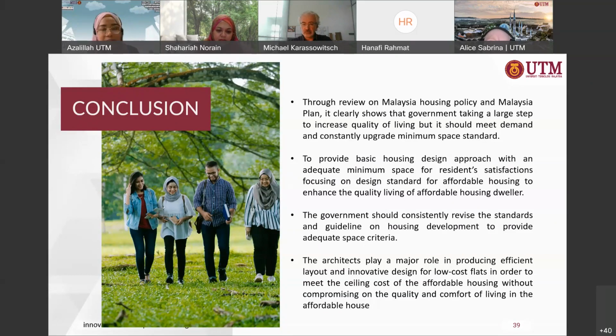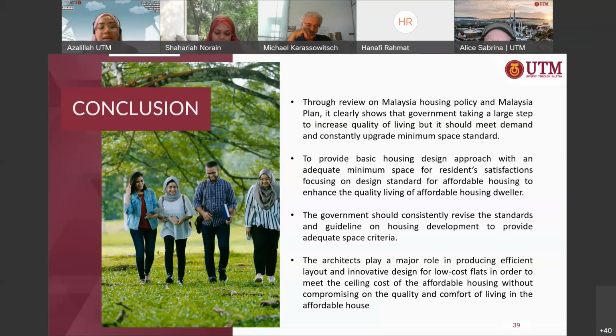human beings are the best asset, not the housing. So the government should consistently revise the standards and guidelines on housing development to provide adequate space criteria. And then the architect also needs to play a major role in producing efficient layouts and innovative design for local flats, for public housing, and also for affordable housing for B40 or M40 income groups, in order to meet the ceiling costs of affordable housing without compromising the quality and comfort of living in the affordable house.